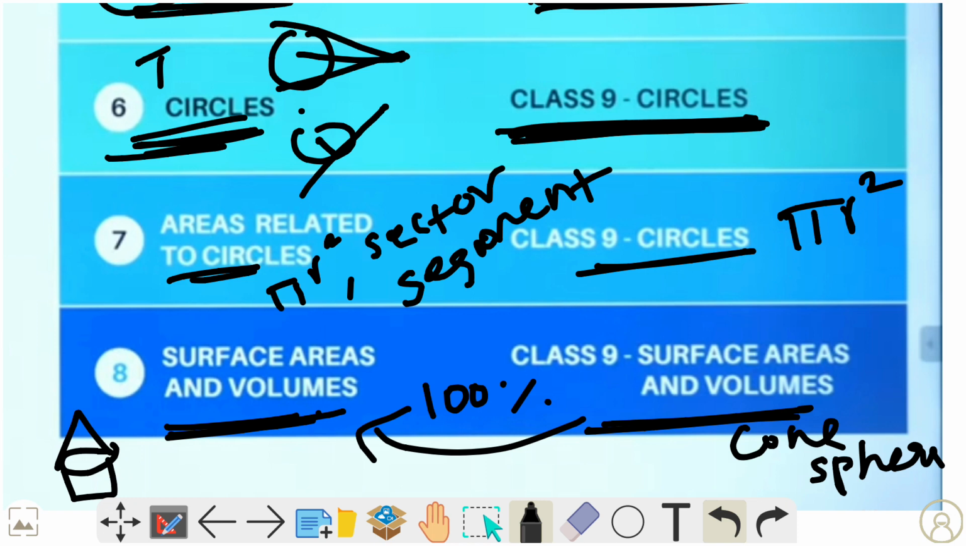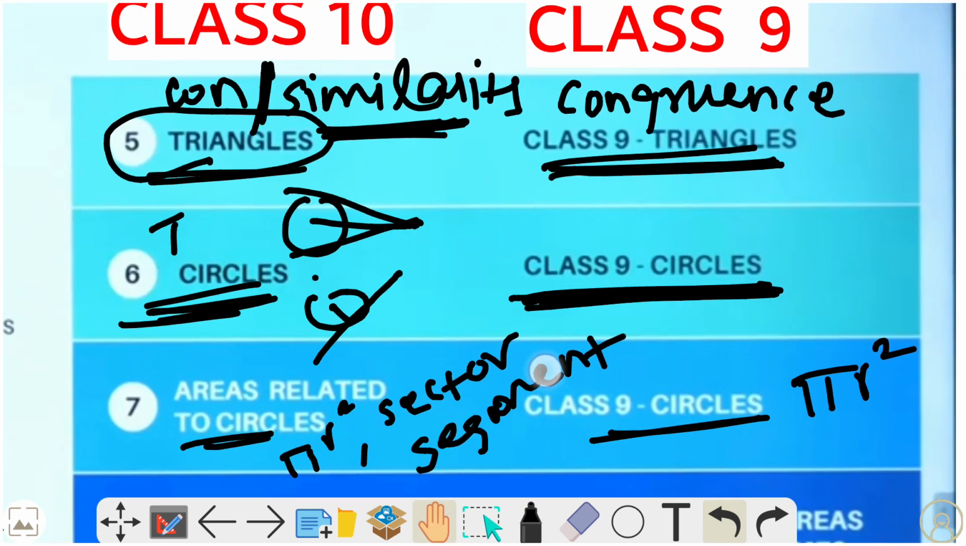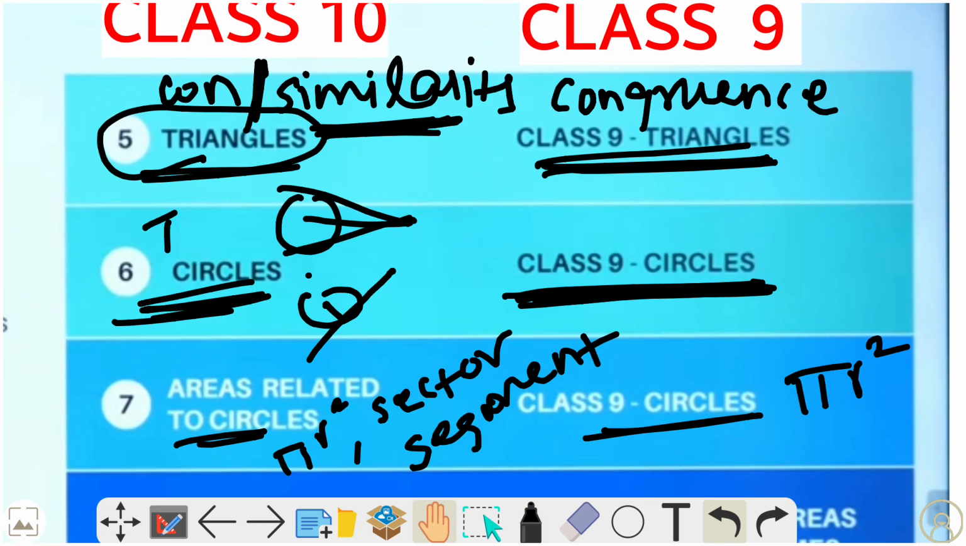So exactly the same syllabus. In class 9 you have studied the surface area of a cone and a sphere and the volume of a cone and a sphere. Here you have a combination of solids, shapes joined together, that is called a combination of solids. Okay students, so this is the comparison and correlation of class 9 and class 10 maths chapters. So thank you for watching this video.